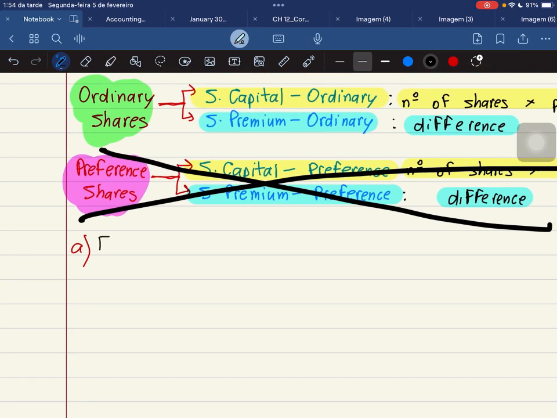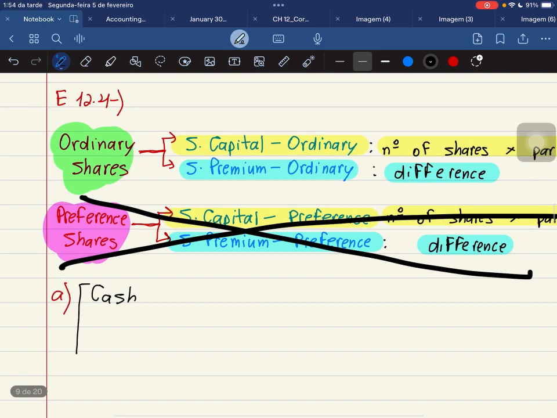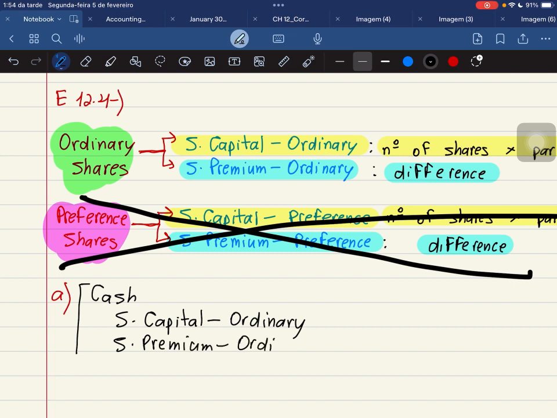Okay, so when you issue shares, you always issue them for something, right? In this case, we issue them for cash, so our cash has to go up. And then, since we're dealing with this, remember, we're going to have share capital. Don't write it like me, okay? Write the full name, please. Share capital ordinary. And we are going to have share premium ordinary.